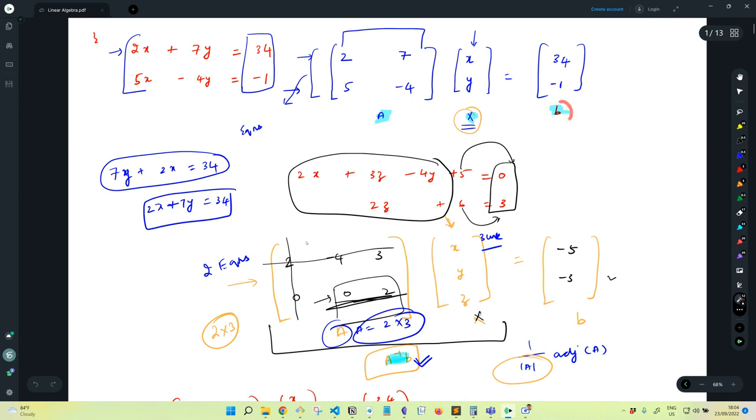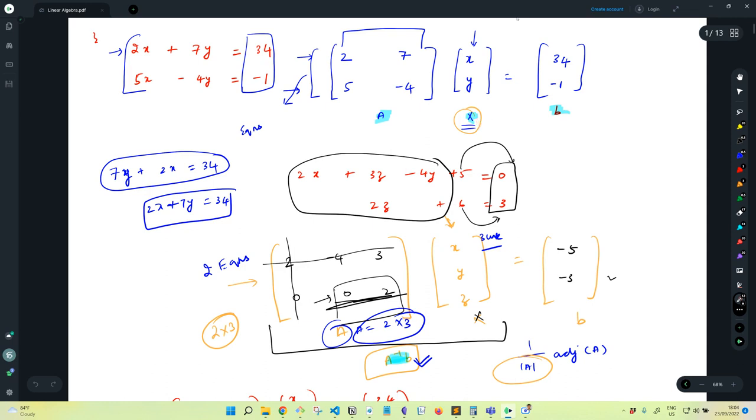What is matrix format? We need to put it in AX equal to B format, right? In B, you will put all the constants, and mind you, this B should contain all the constants in the right hand side. What do I mean by that? If the equation is, let's say, 2x plus 7y minus 34 equals 0, you need to bring that 34 to the right hand side, and then you will put the constant here, right?